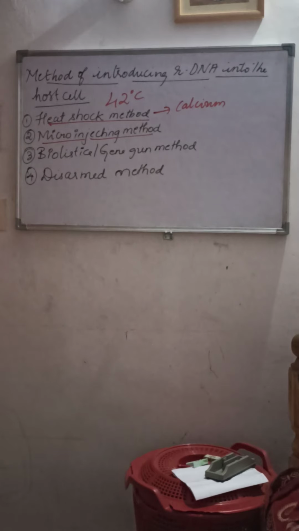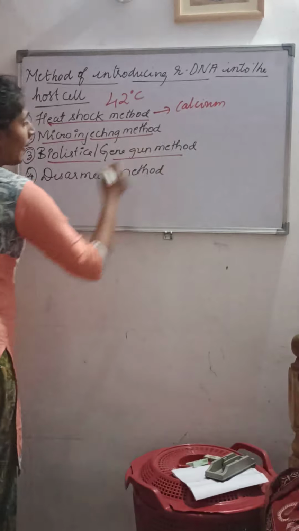So what is this methodology which is involved in introducing the rDNA into the host cell? It is a method in which the rDNA is directly injected into the nucleus of an animal cell. So that is the micro-injecting method, right? Next is the biolistics or the gene gun method.